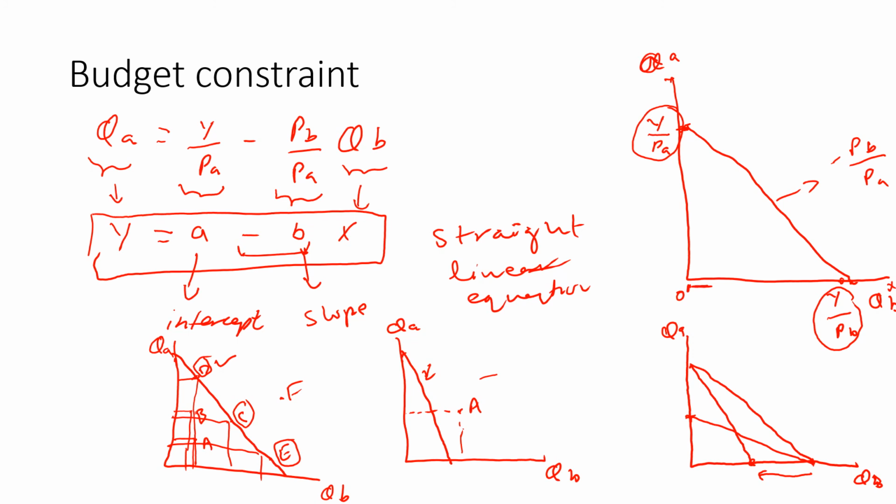In option C, we have somewhat equal amount of apples and bananas, whereas in option B we are consuming more bananas and less apples. So this is how we look at the budget constraint. This is how we are going to interpret the budget constraint.